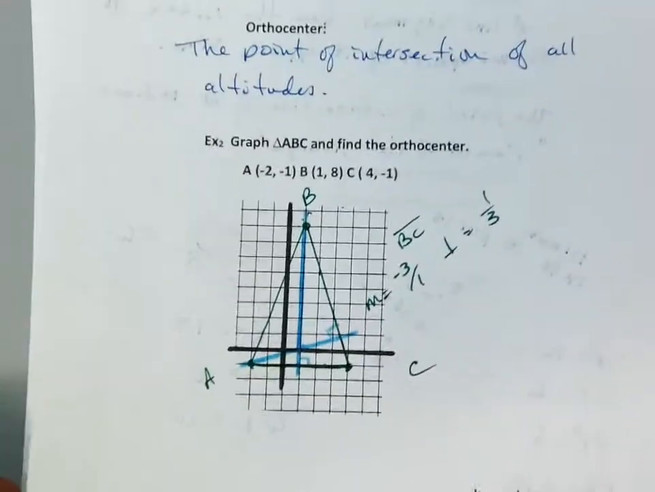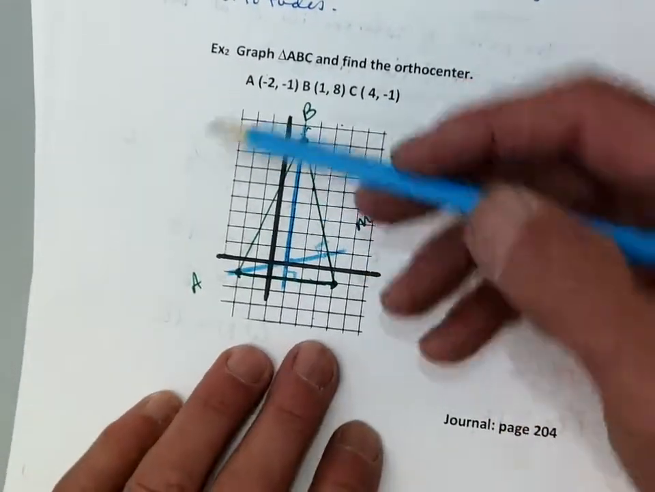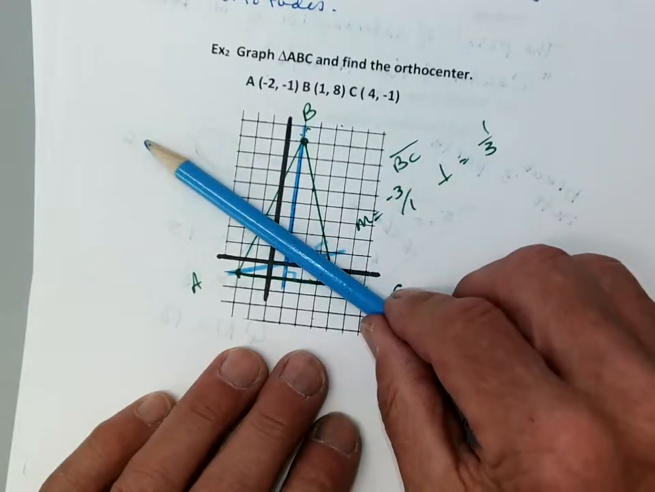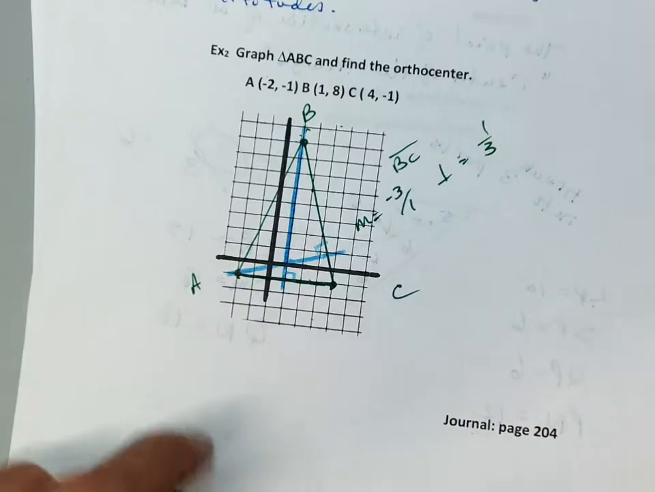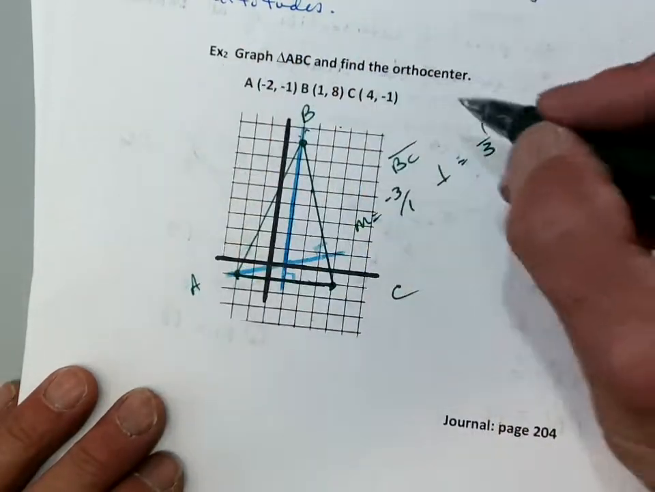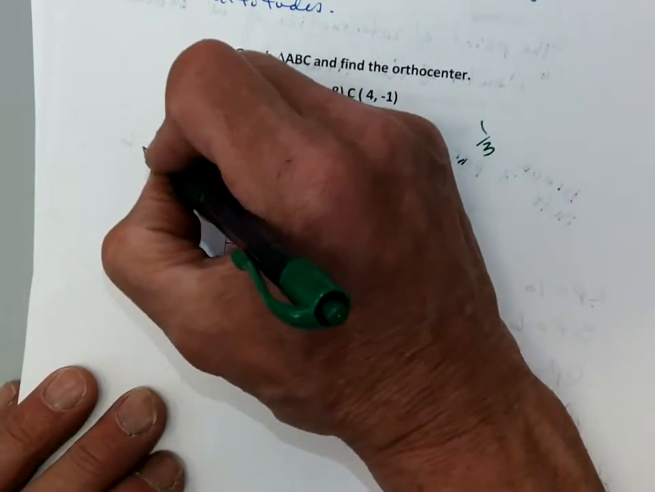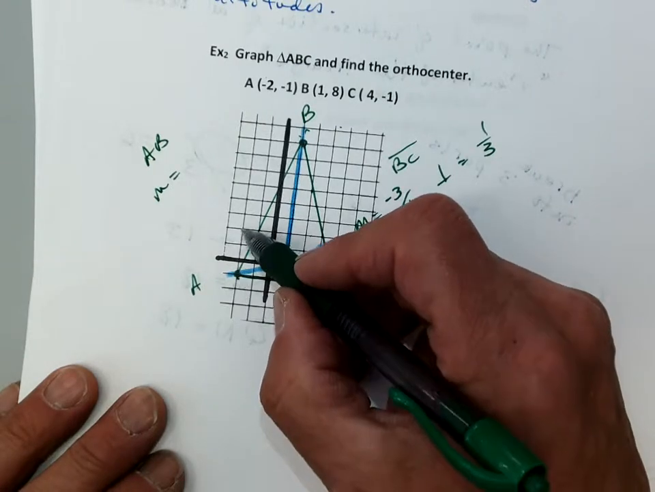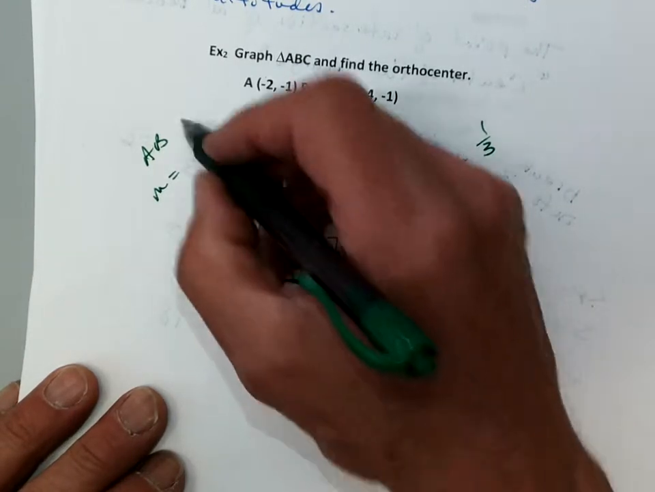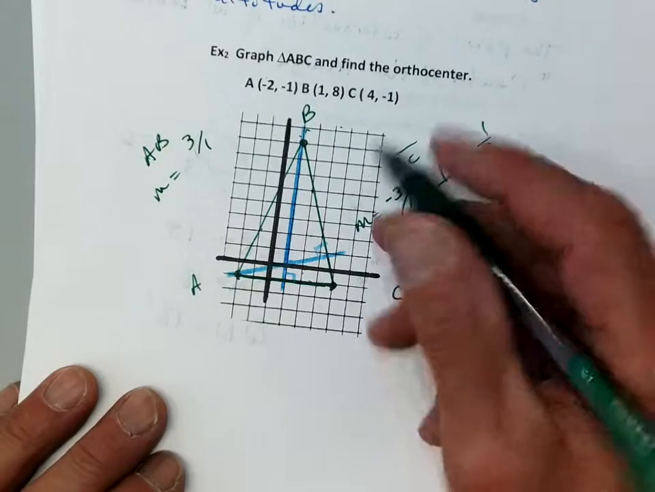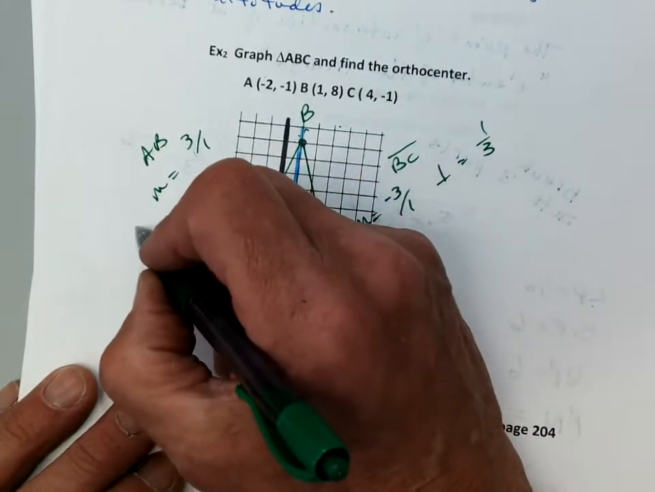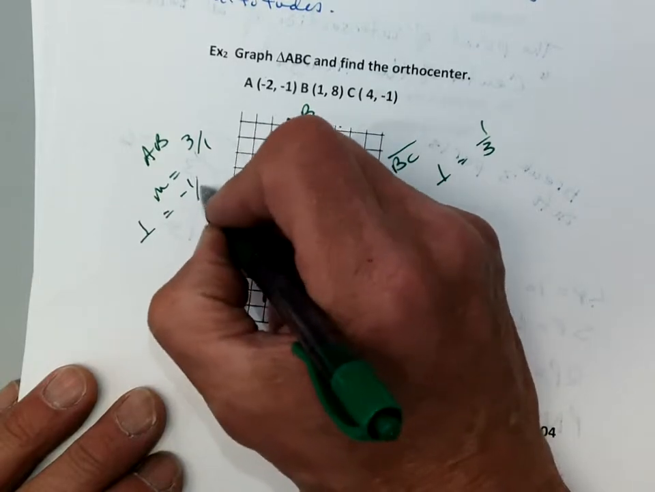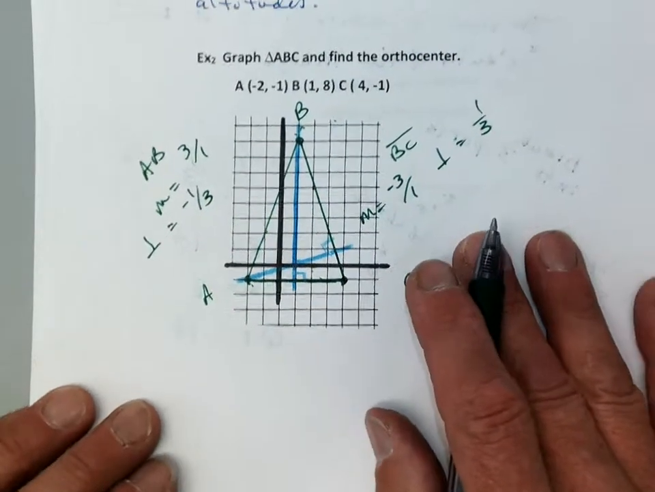Now, the next altitude has to be perpendicular also, okay? So I found the slope of AB. Check it out. AB. It's the hard part. So the slope of AB is, let's see, it's up 3 over 1. Up 3 over 1, up 3 over 1. So its opposite slope would be down 1 over 3, right? Its opposite slope would be down 1 over 3.